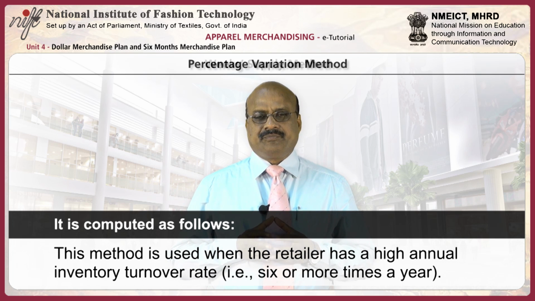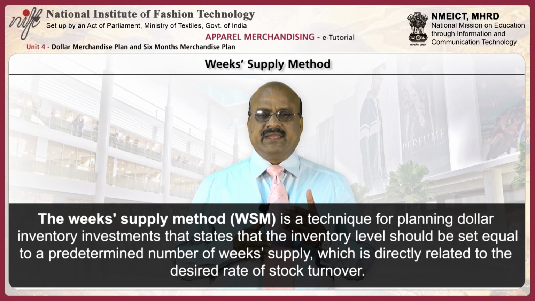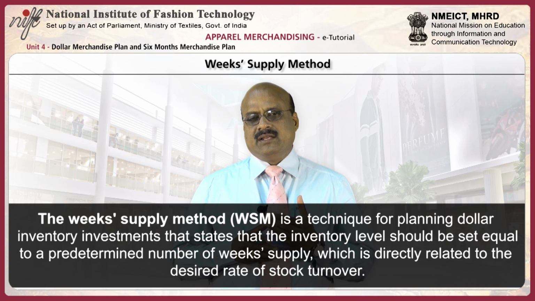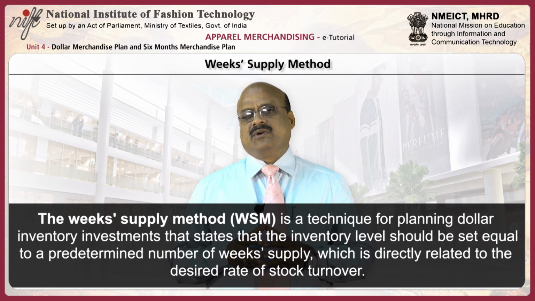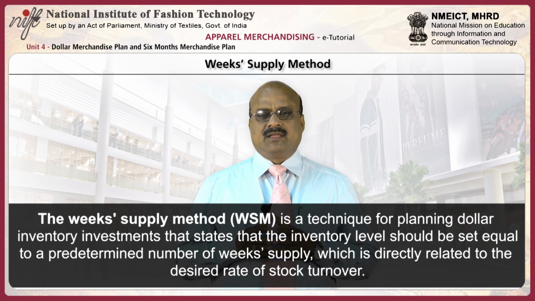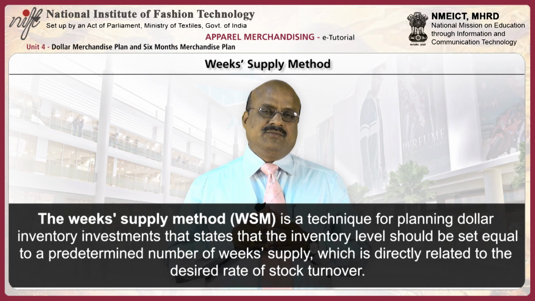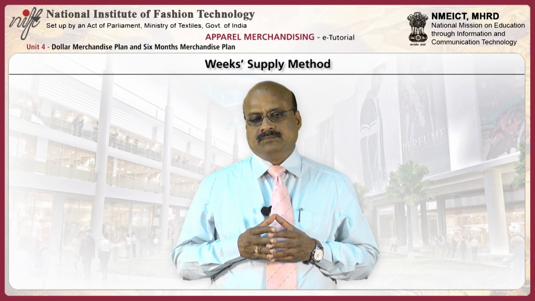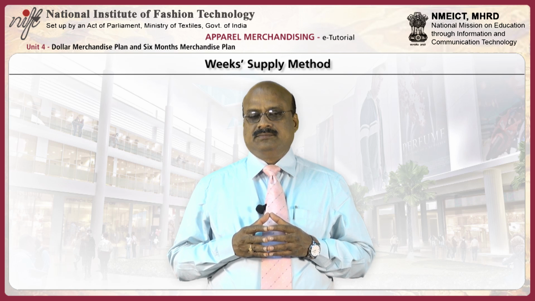This method is used when the retailer has a high annual inventory turnover rate, that is 6 or more times per year. The weeks supply method, WSM, is a technique for planning dollar inventory investments that states that the inventory level should be set equal to a predetermined number of weeks supply, which is directly related to the desired rate of stock turnover. The WSM is calculated as follows.